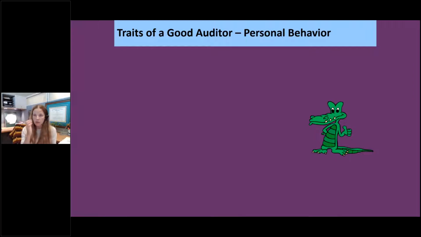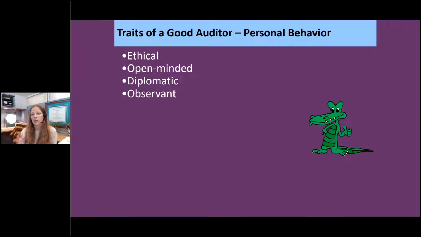So there are some certain traits of a good auditor. You want someone who is ethical, and that means they are fair, they are sincere, they're honest and discreet. You want someone who is open-minded, for example, someone who is willing to consider alternative ideas and points of view. You want someone who is diplomatic. You want them to be tactful in dealing with people. You want them to be observant, actively looking around at their physical surroundings and the activities that are going on, and observing. You want someone to be perceptive, so you want them to be very aware and have understanding of situations. You want them to be versatile, able to adapt to different situations.